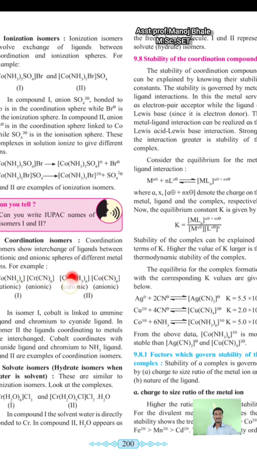That means in these two structures you can observe the cationic coordination sphere, in which ammonia is bonded to the cobalt. In the other, ammonia is bonded to the chromium. That means there is an exchange of the ligands in the coordination sphere. In this example, ammonia is attached to the chromium. Here chromium is attached to the cyanide, 6 cyanide. But in the second structure cobalt is attached to the cyanide.